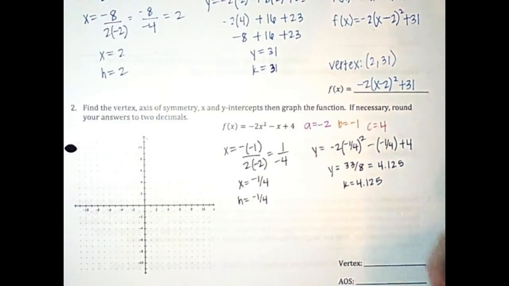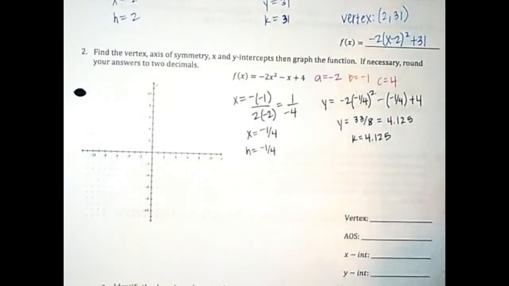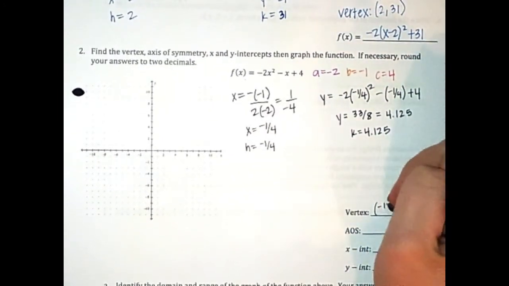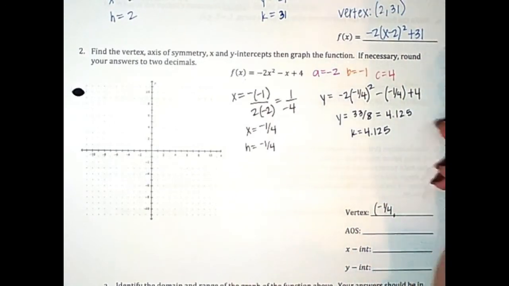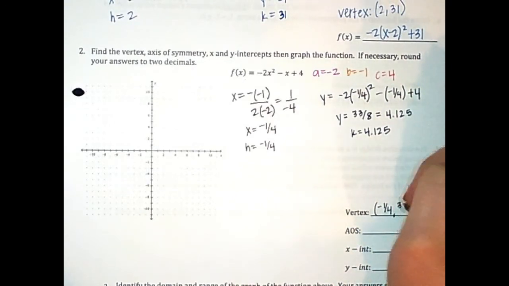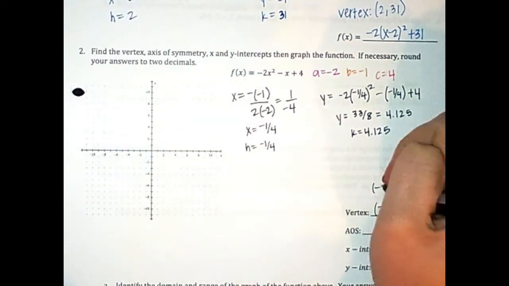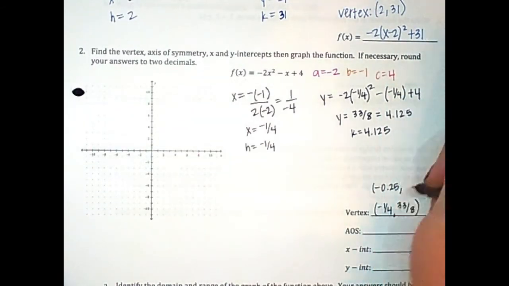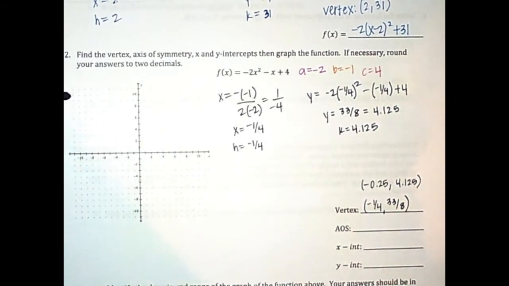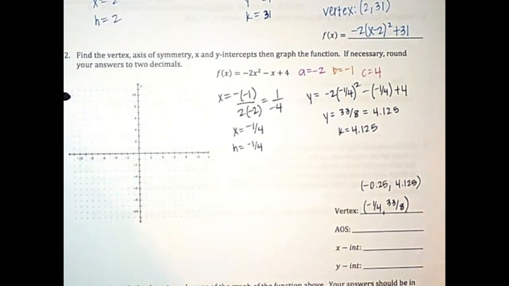Okay, so that solves for my vertex, which is at -1/4 and 33/8, or you can write it all decimal, -0.25, comma 4.125. So either one is totally fine. I don't mind going from decimals or fractions.